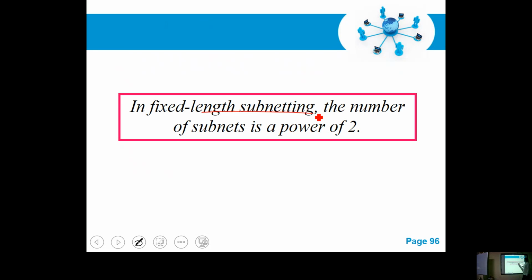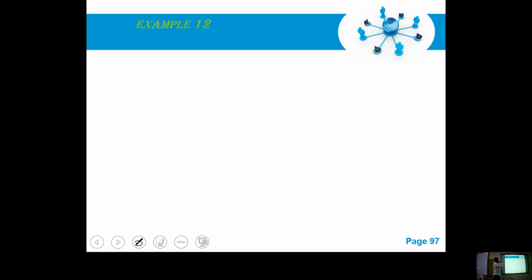So in fixed length subnetting, the number of subnets is a power of 2. That means if I go with class A, class B, or class C, I can have either 2 groups, 4 groups, 8 groups, or 16 groups. I cannot divide into 3 subnets or 11 subnets or 10 subnets in classful addressing. That is the first thing we need to consider.